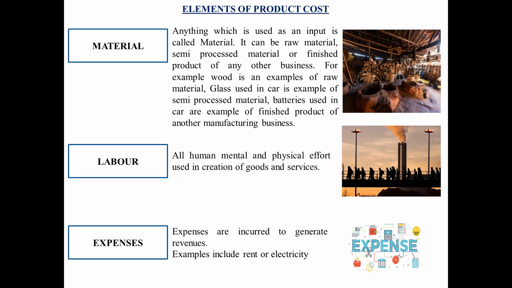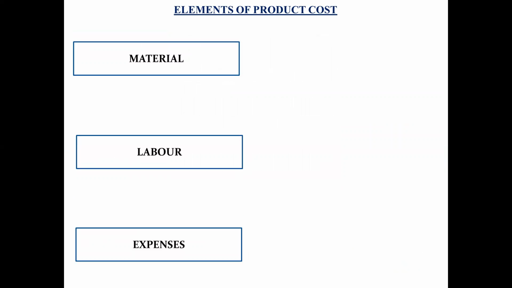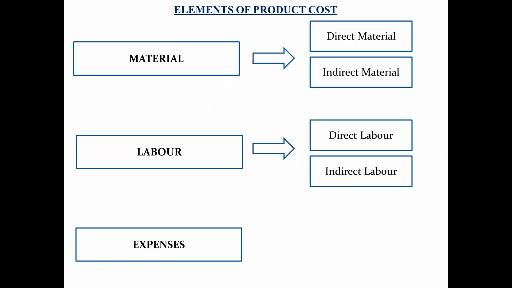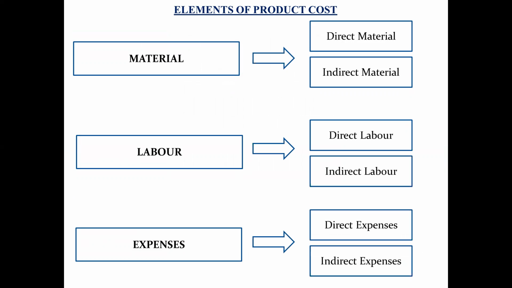So we have three elements of product cost: material, labor, and expenses. There's nothing else included in the elements of product cost. Yes, these elements, material, labor, and expenses, are further classified into other categories as well, which we'll see in the next slide. As we have seen, we have three elements of product cost. Now we can further classify material into direct and indirect material, labor into direct and indirect labor, and expenses into direct and indirect expenses.